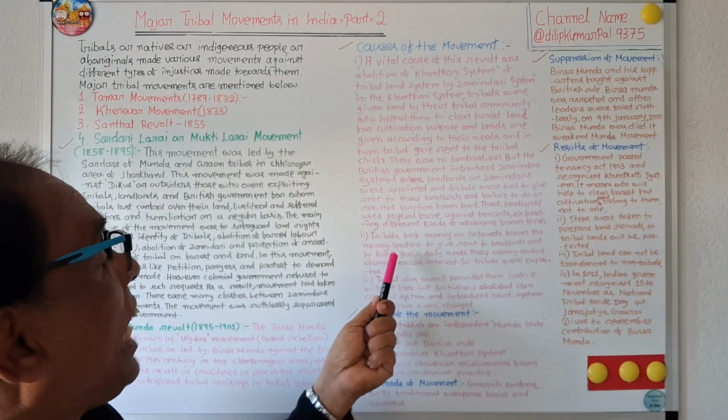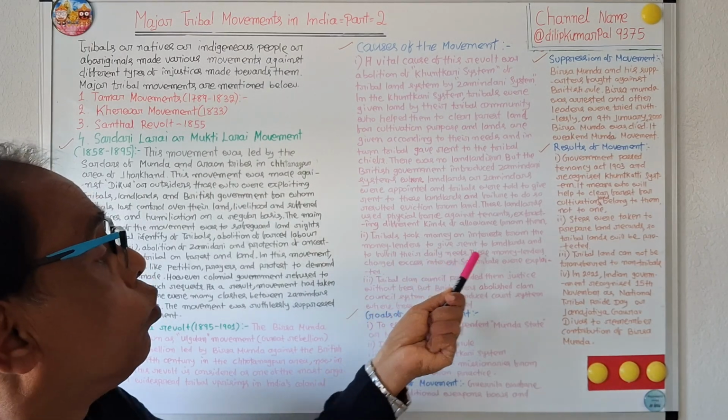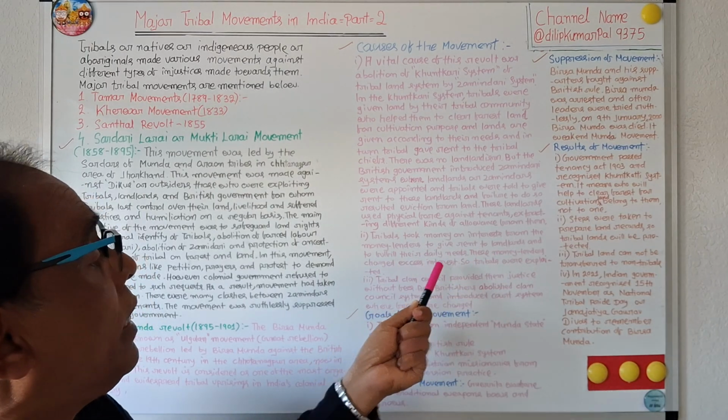Number two, tribals took money on interest from moneylenders to give rent to landlords and to fulfill their daily needs.